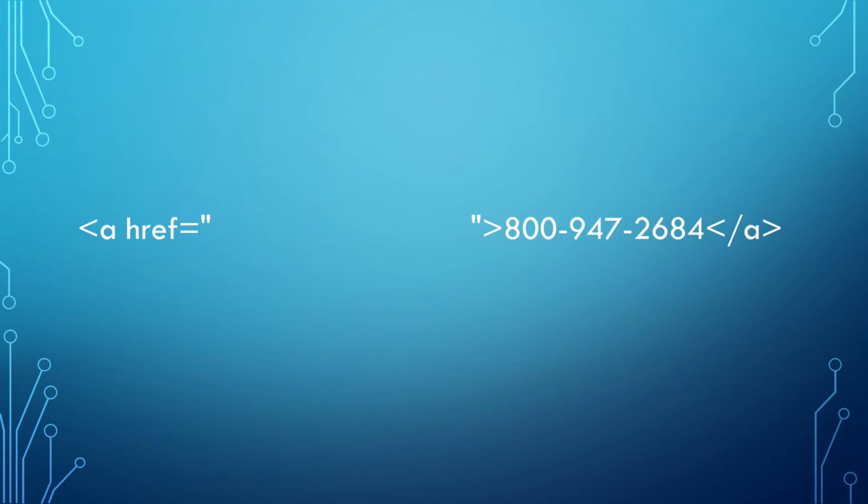A telephone link uses the tel protocol, then a colon. You need to include the international dialing prefix, which in the US is a +1. Follow that with your number, including an area code, with no spaces or dashes.